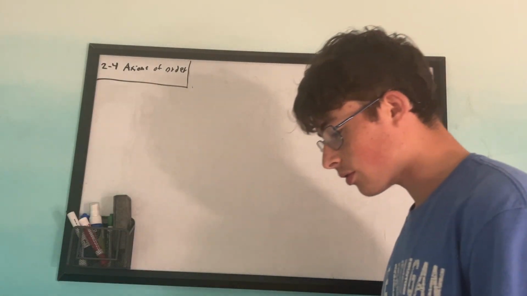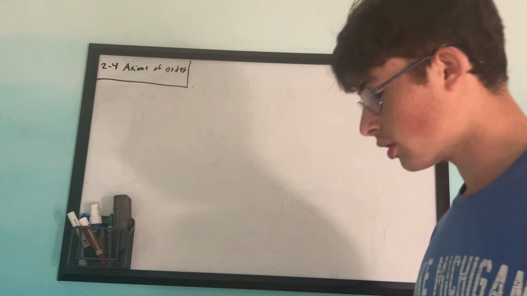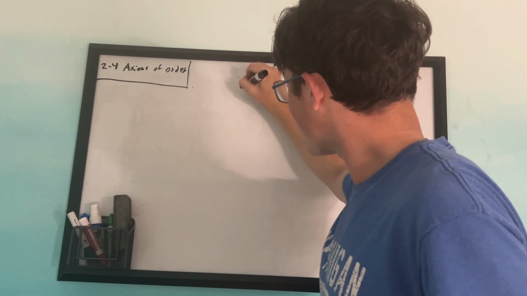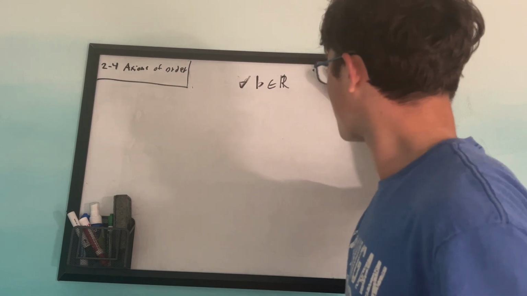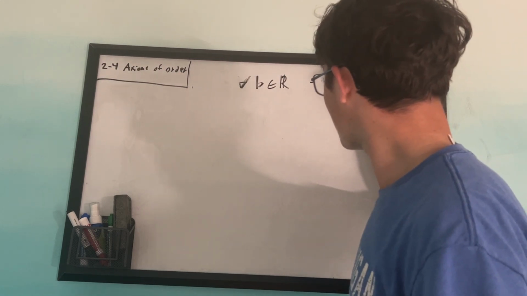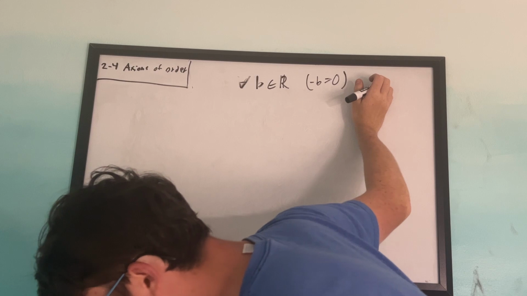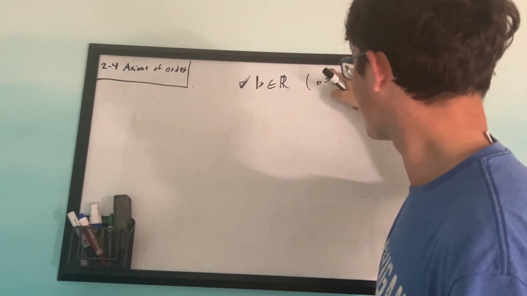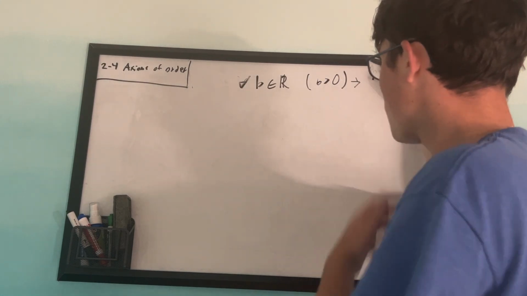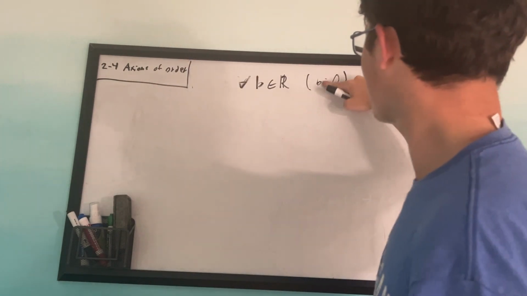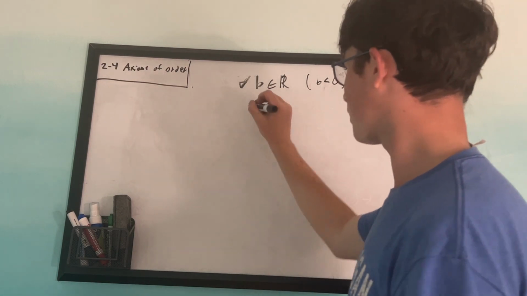So what we first have to do is prove a lemma relating to the idea that for all real b's, if b is less than 0, then negative b is greater than 0. We can actually prove this.